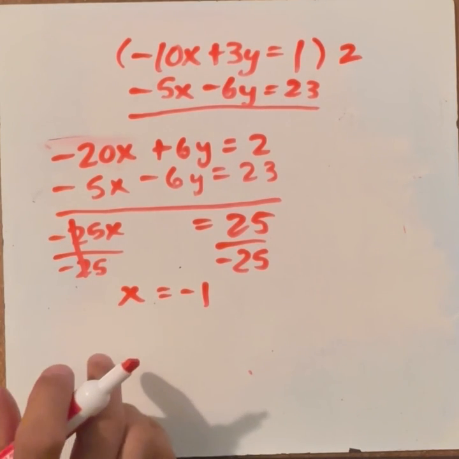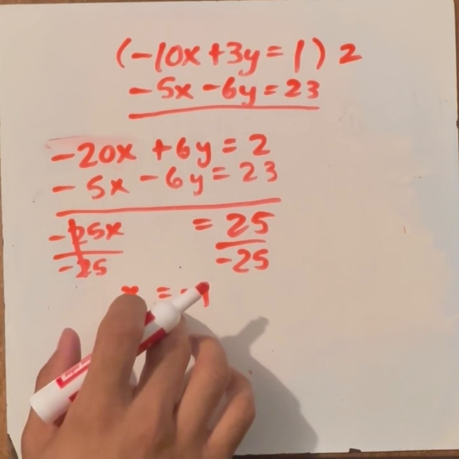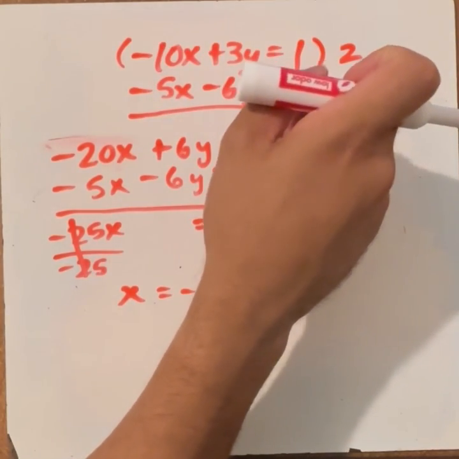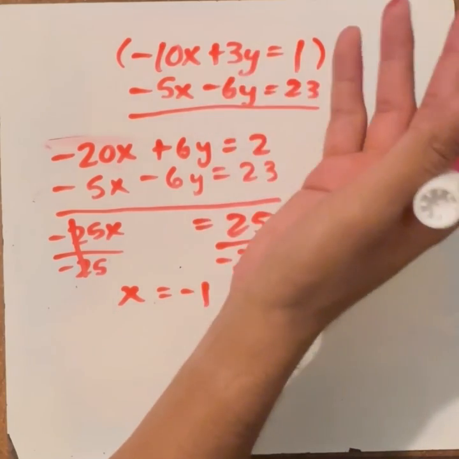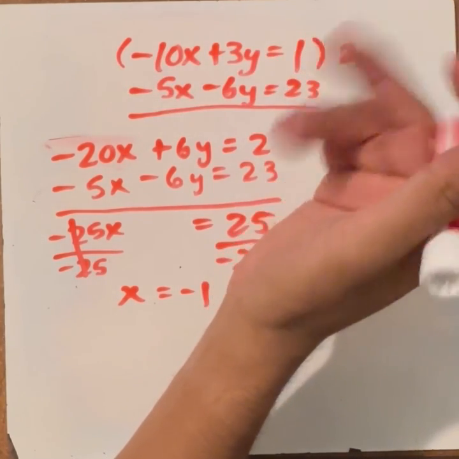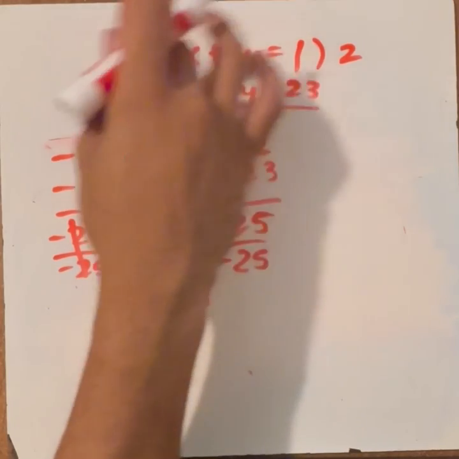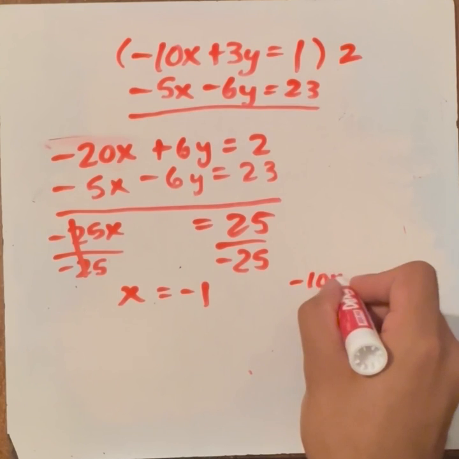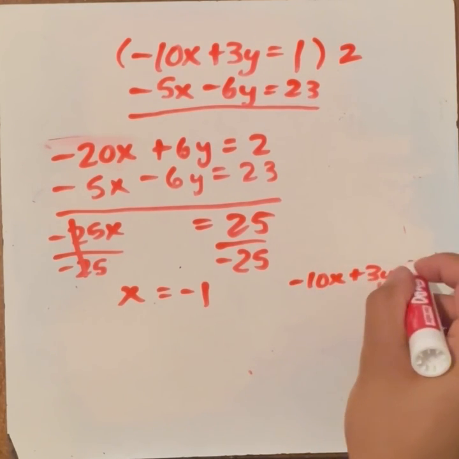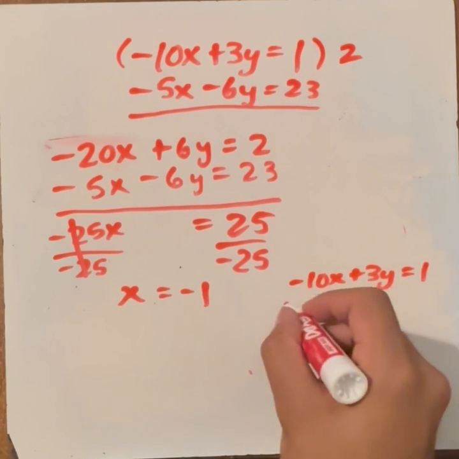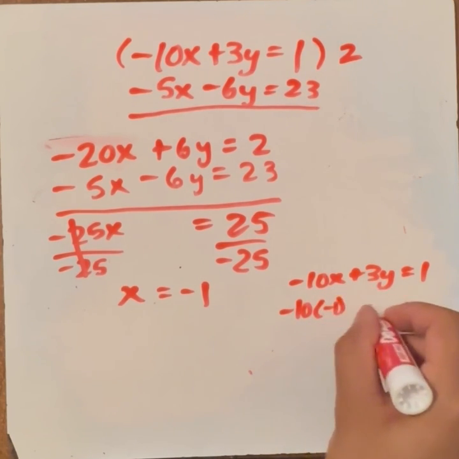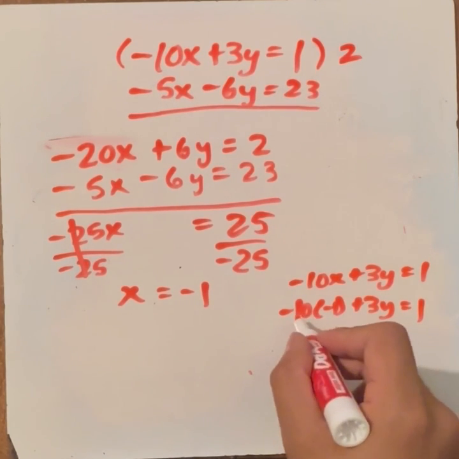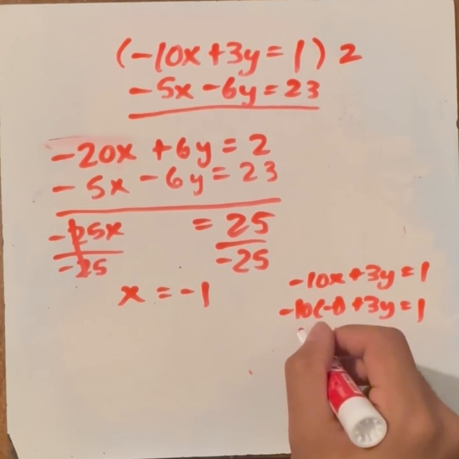Okay. Now that we've gotten x equals negative 1, let's plug it back into this equation. You could plug it into this equation, or you could even plug it into one of these two equations. It's your choice. You will get the same answer either way. Okay, so if x is negative 1, let's just choose this equation. Negative 10x plus 3y equals 1. Okay, and x is negative 1. So negative 10 times negative 1 plus 3y equals 1.